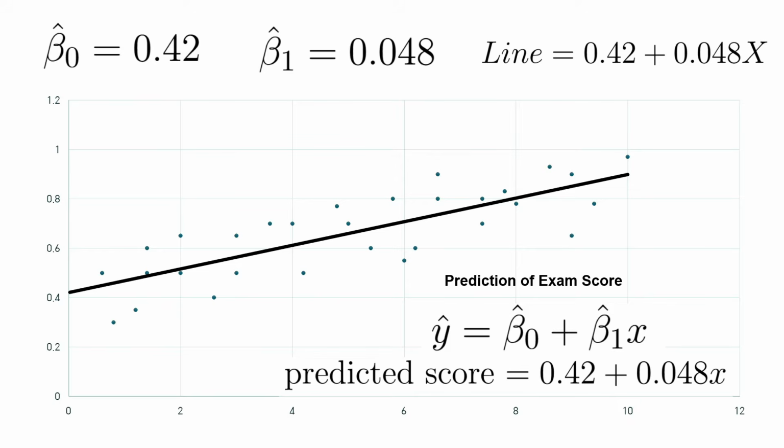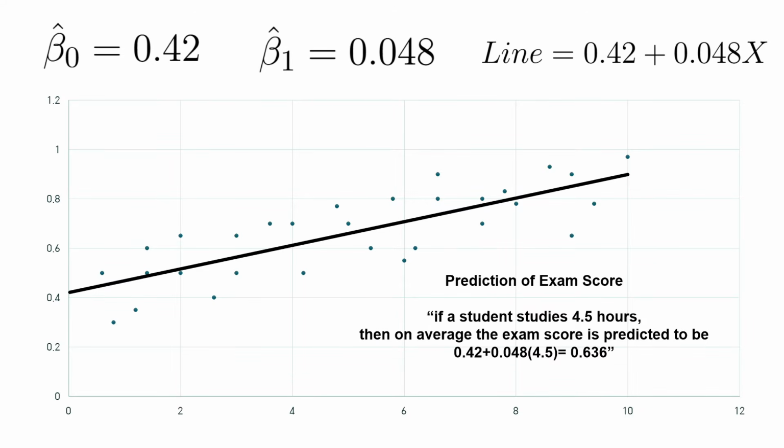Now, using all of this, we can say that, for example, if a student studies 4.5 hours, then on average, the exam score is predicted to be 0.636 out of 1. What I did here is I simply plugged 4.5 into the equation of the OLS line, and the predicted score is somewhere close to 0.64. And on the graph, the prediction is right about there. Note that in your interpretation, you want to include the term "on average," because if some number of students study for 4.5 hours, not all of them are going to get exactly 0.636.